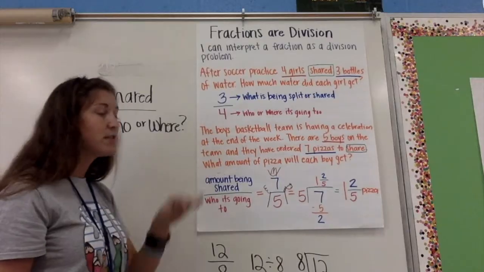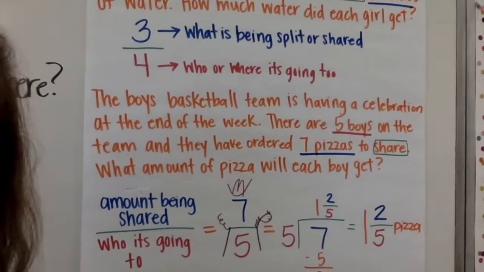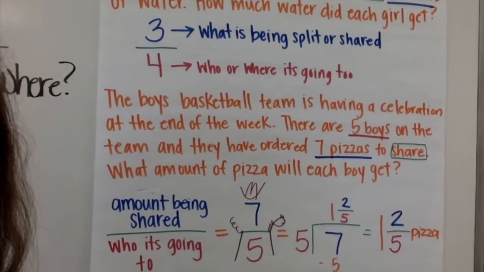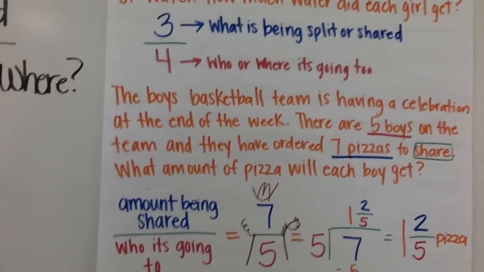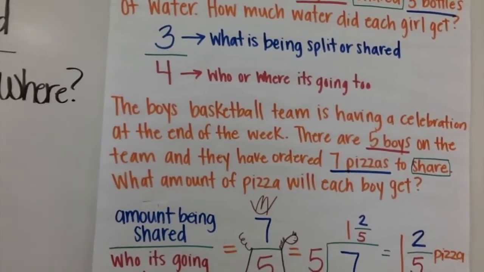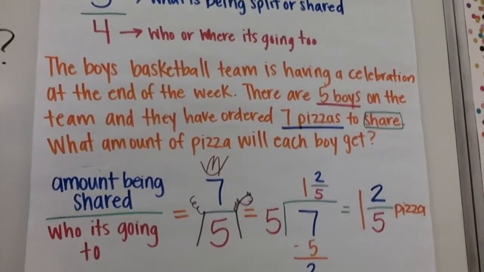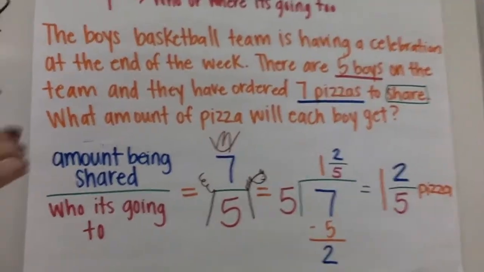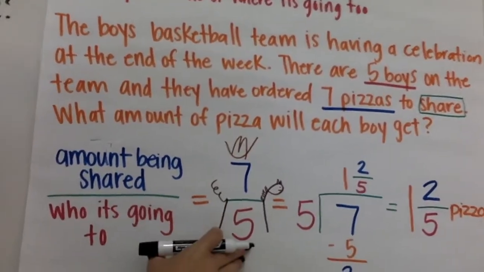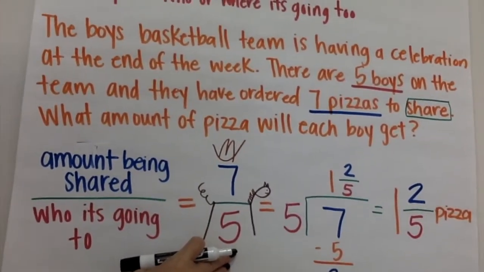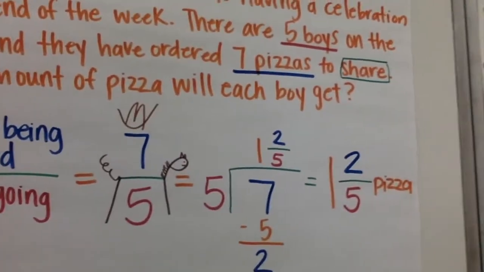Now, we also have this word problem here, which says the boys' basketball team is having a celebration at the end of the week. There are 5 boys on the team, and they have ordered 7 pizzas to share. What amount of pizza will each boy get? So again, we're looking at the amount being shared and who it's going to. Well, I have 7 pizzas to share, so 7 is the amount that goes on top, and it's going to the 5 boys. So I have the fraction 7/5. It's an improper fraction, so I can set it up as a division problem.